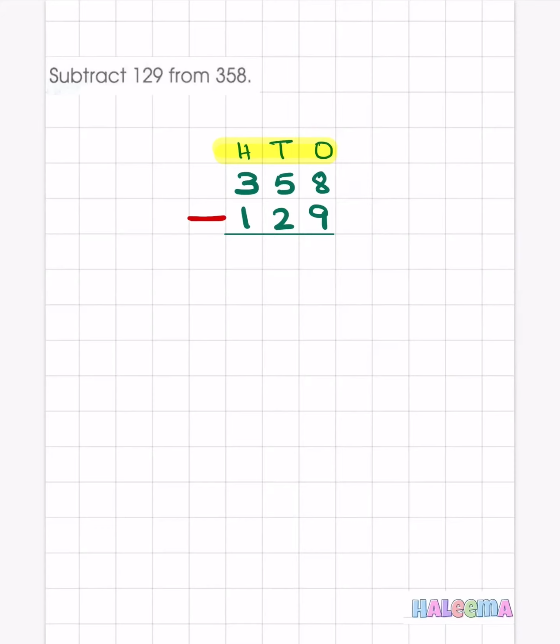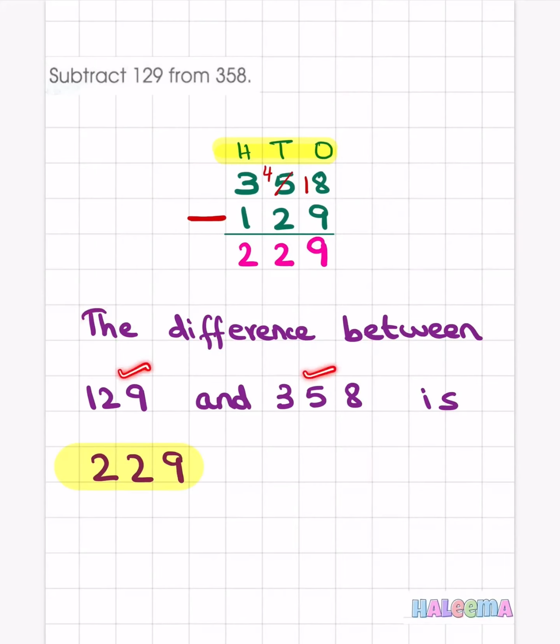So look here, what we're going to do is we're going to borrow from the next neighbor. So our next neighbor is 5. We'll make 5 as 4 and 8 will become 18. So 18 minus 9 is 9. 4 minus 2 is 2 and 3 minus 1 is 2. So the difference between 129 and 358 is 229.